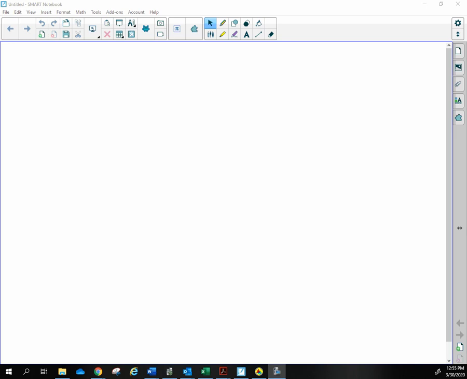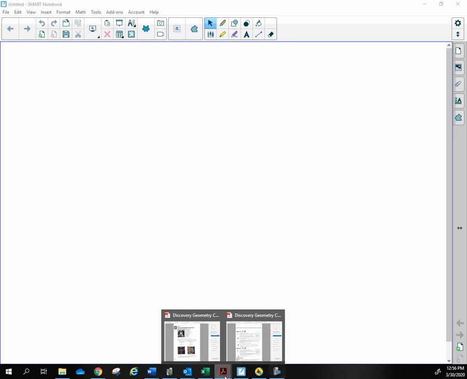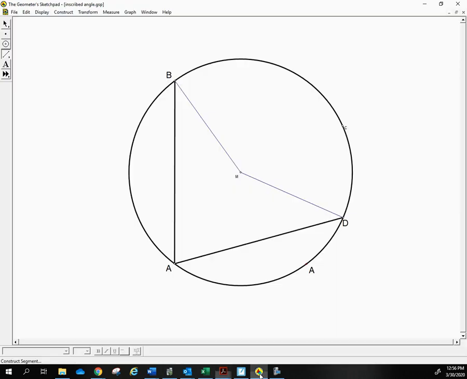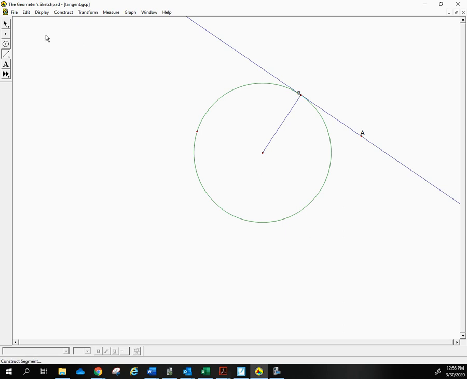Here, what I'm going to be talking about, if you want to go to your textbook, is actually lesson 7.3 and 7.4 together. We'll be discovering things about tangent lines, and remember that tangent lines are lines that intersect the circle in one spot. So if you look at this circle right here, this line right here is a tangent line.